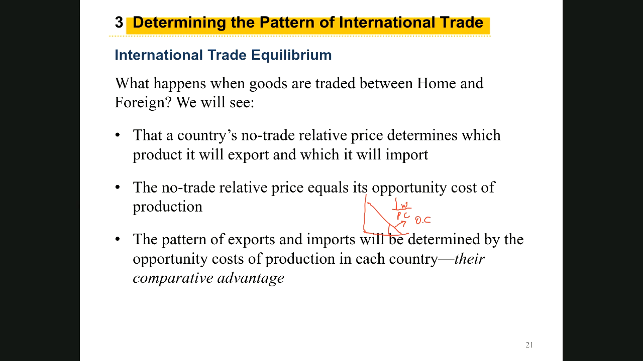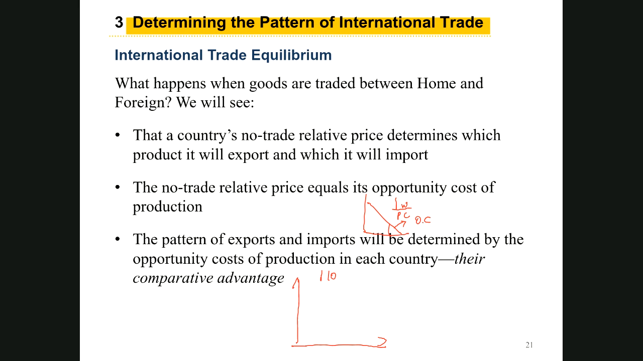The pattern of exports and imports will be determined by the opportunity cost of production of each country, their comparative advantage. Remember that last week I told you a small trick. How do you determine which country exports or imports which goods, or in which goods they have the comparative advantage? Anybody remember that trick?